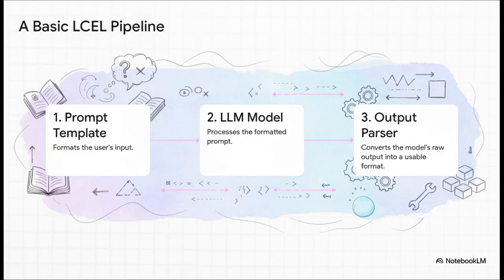So here's what a basic pipeline looks like in practice. The prompt template doesn't just pass along the user's query, it also injects the relevant context that we retrieved. Then the LLM uses all of that to generate a smart response. And finally, the output parser makes sure that the answer is in the exact format you need, whether that's a simple string, a JSON object, or even a Pydantic model.